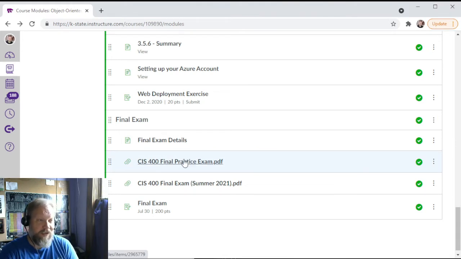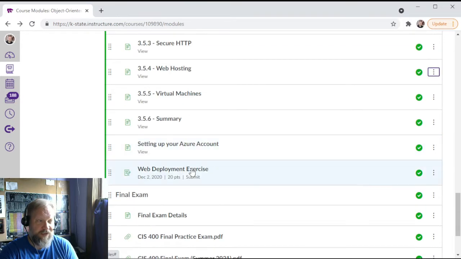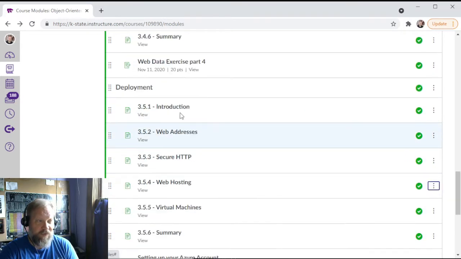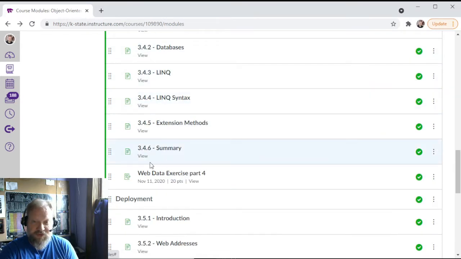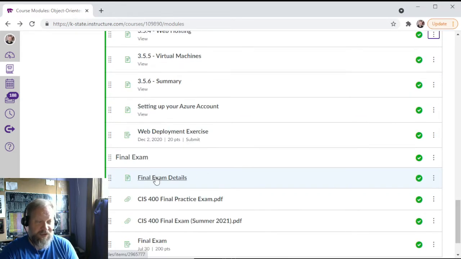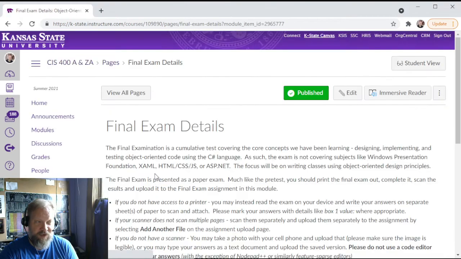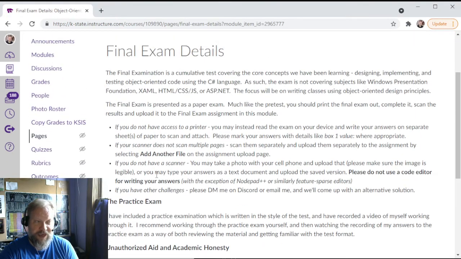Now, the final exam, you can actually look at these links before you finish going through these exercises. That way you can kind of plan ahead for the week. But basically, the final exam is a take-home exam. You're going to print it out and fill it out. It is a paper exam. And once you've finished it, you need to either scan it or take pictures of it with your cell phone or something along those lines, upload that, and submit it to K-State Online.